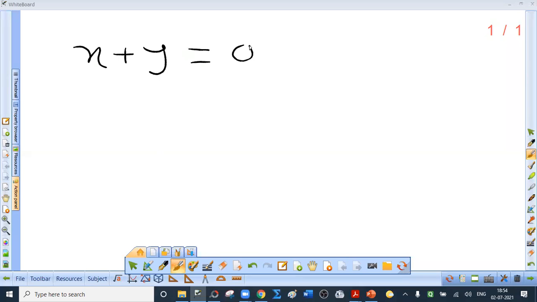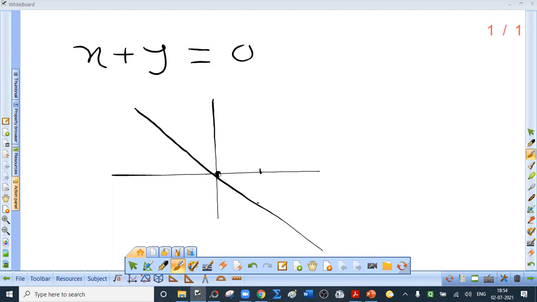It represents a line. Now this line definitely passes through origin because 0, 0 satisfies the equation. Suppose x coordinate is 1, then what is y coordinate? It is minus 1. So x coordinate is 1, y coordinate is minus 1. So this is the line whose equation is x plus y equal to 0. Is that clear? So locus is a line. Again, this is not required.